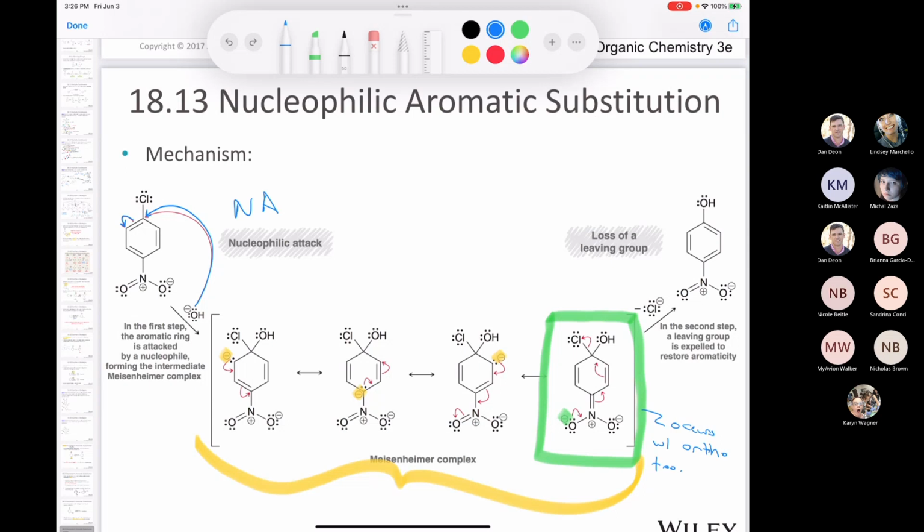Well, that's kind of what's happening here, right? You have the electrons going all the way down into the ring and then poof, they come back out. And when they come back out with all these arrows, 1, 2, 3, you end up ejecting the chloride as a leaving group like that.